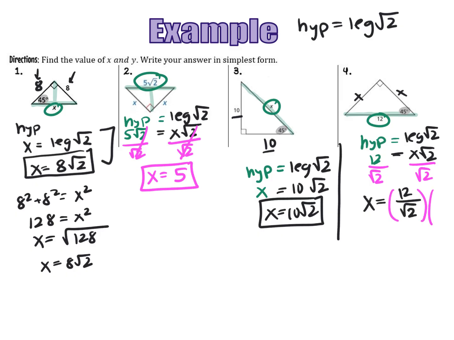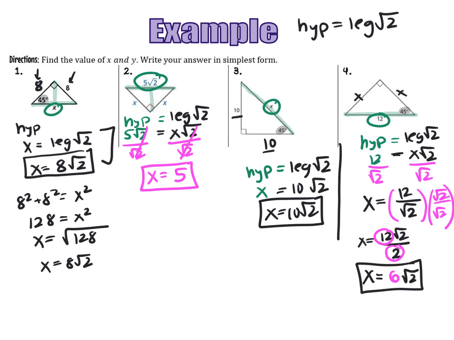Now comes the rationalizing the denominator. We're going to multiply the numerator and the denominator by the square root of 2. This is going to give me x equals 12 root 2 over root 2 times root 2 is root 4, and the square root of 4 is 2. And then I can simplify 12 divided by 2 is 6, so this is going to give me 6 times the square root of 2.